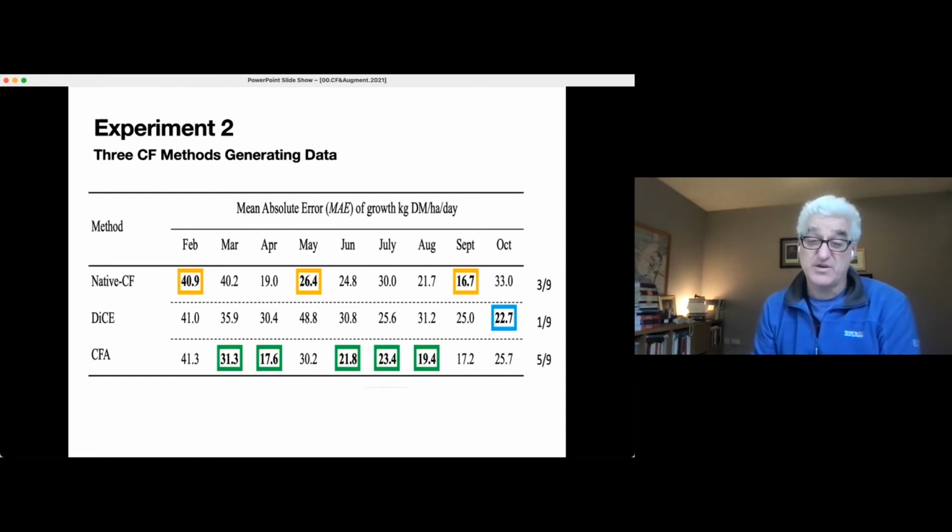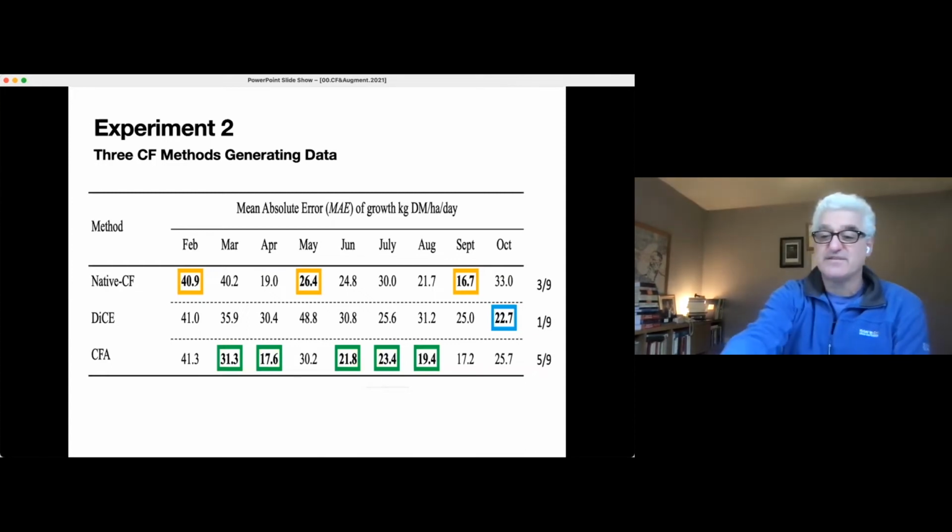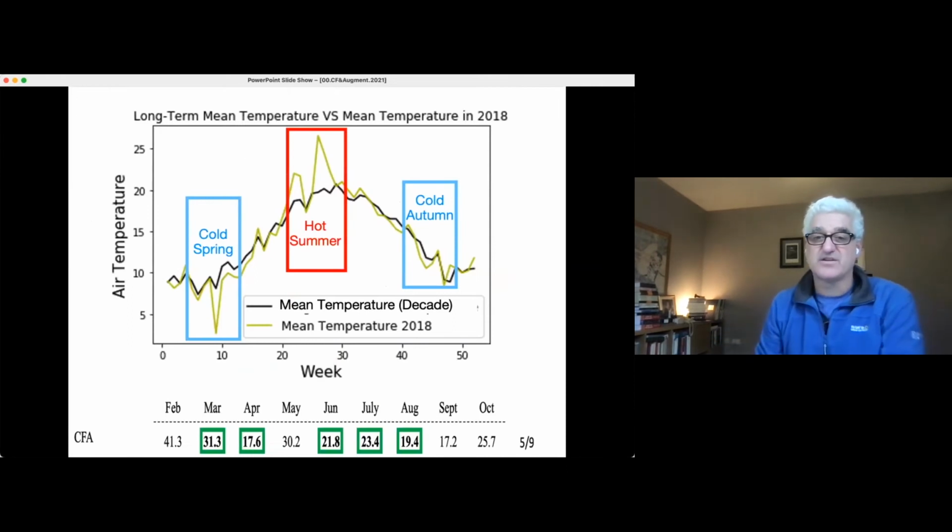And then what we're doing is we're using the artificial counterfactuals generated by DICE and CFA in parallel tests of this. And one of the things this is showing you is that essentially, the best performance is coming from CFA. So the counterfactuals generated by CFA look like they're good at dealing with these difficult climate disruptive parts of the year in 2018. And in fact, if you put these results alongside the original graph I showed you here, you can see the places where the counterfactual method is doing well are exactly those places where we got this weird weather. So it's the cold spring, the hot summer, and the cold autumn, which occurred in 2018.